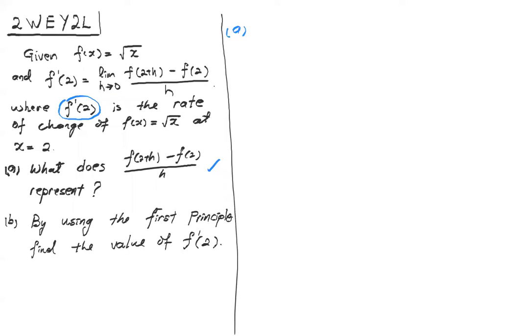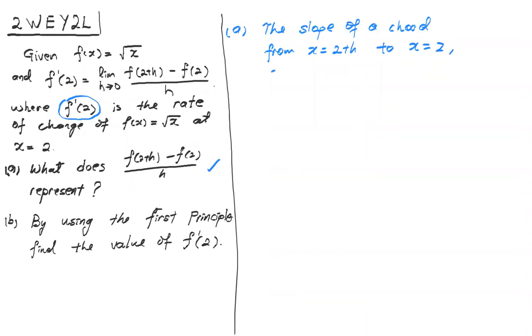So I will say, this is the slope of a chord from x equal to 2 to x equal to 2 plus h.